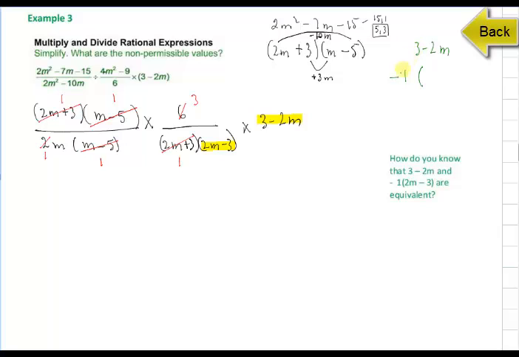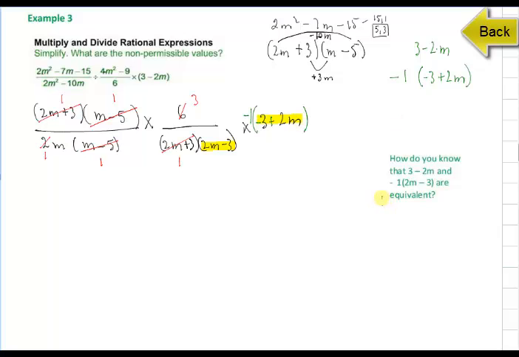Okay, and so I'm going to go 3 divided by negative 1 is negative 3. Negative 2m divided by negative 1 is positive 2m. Okay, and so I will just rewrite this as a negative and a positive and a bracket. So negative 1 times negative 3 plus 2m.